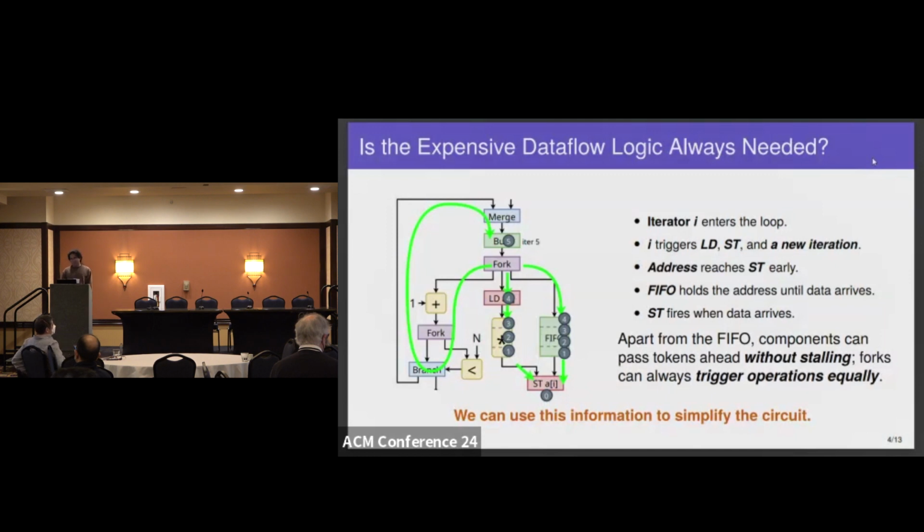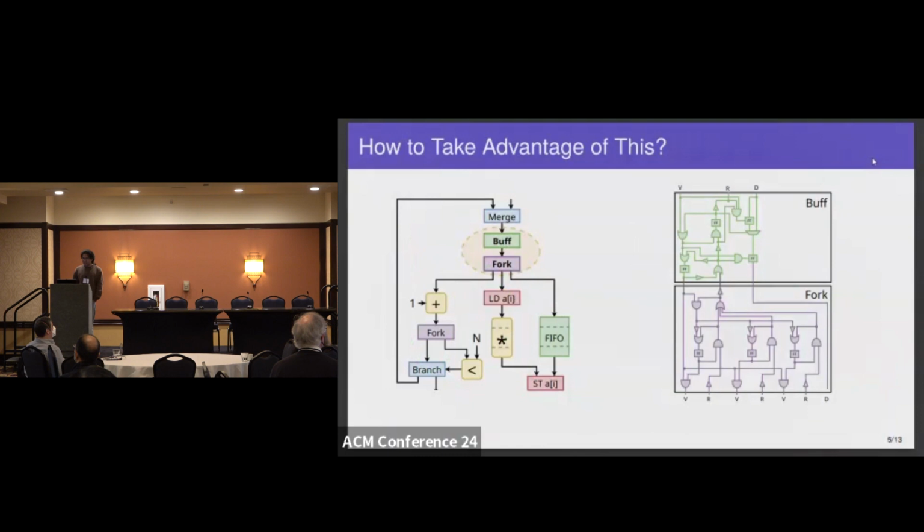Now you might wonder, well, that's cute, but how is it going to be useful? And indeed, we can use this information to simplify the circuit. So let's go back to this frame from before. Here we open up the logic behind it. We find out that things are very expensive. But however, knowing the fact that the buffer can always pass tokens ahead without stalling, and also forks can always trigger the successor operation in an equivalent fashion, you can remove the redundant logic out of it and only leave the simple part. So now not only do they implement conceptually simple functionalities, they also have intuitively simple implementations. But however, here comes the important question.